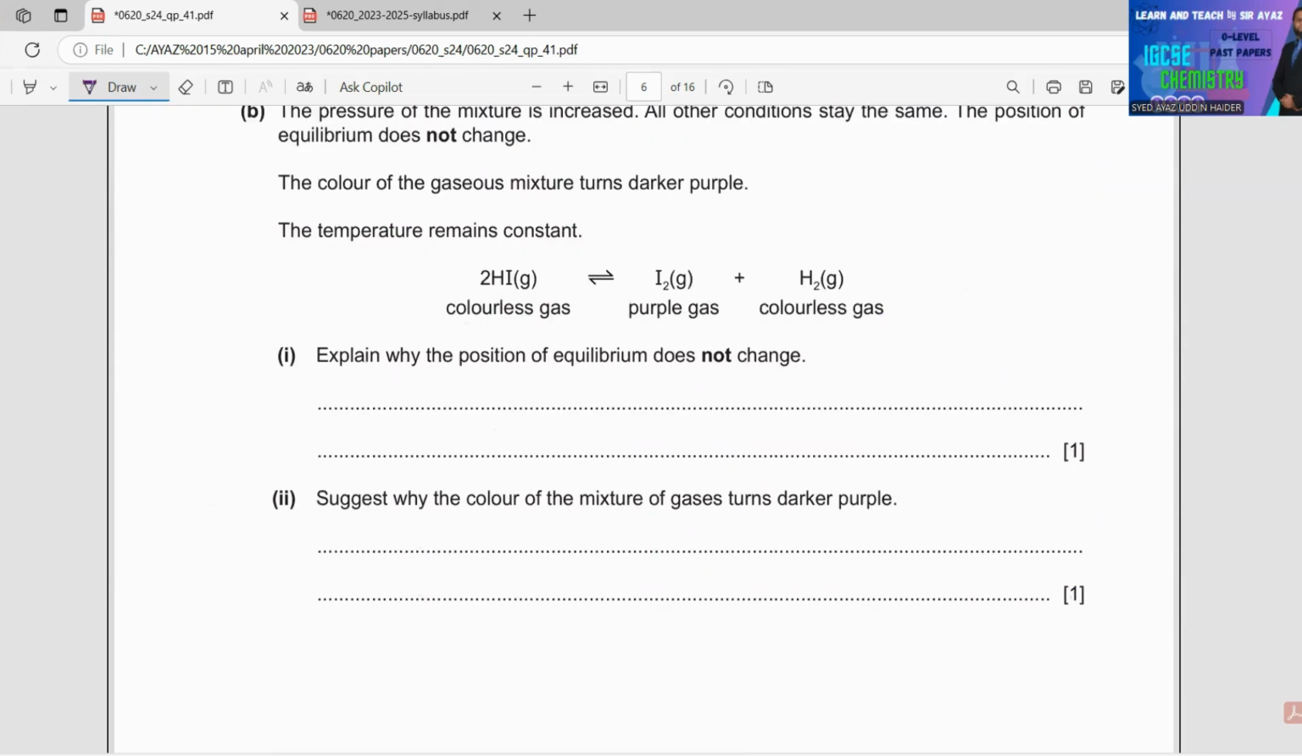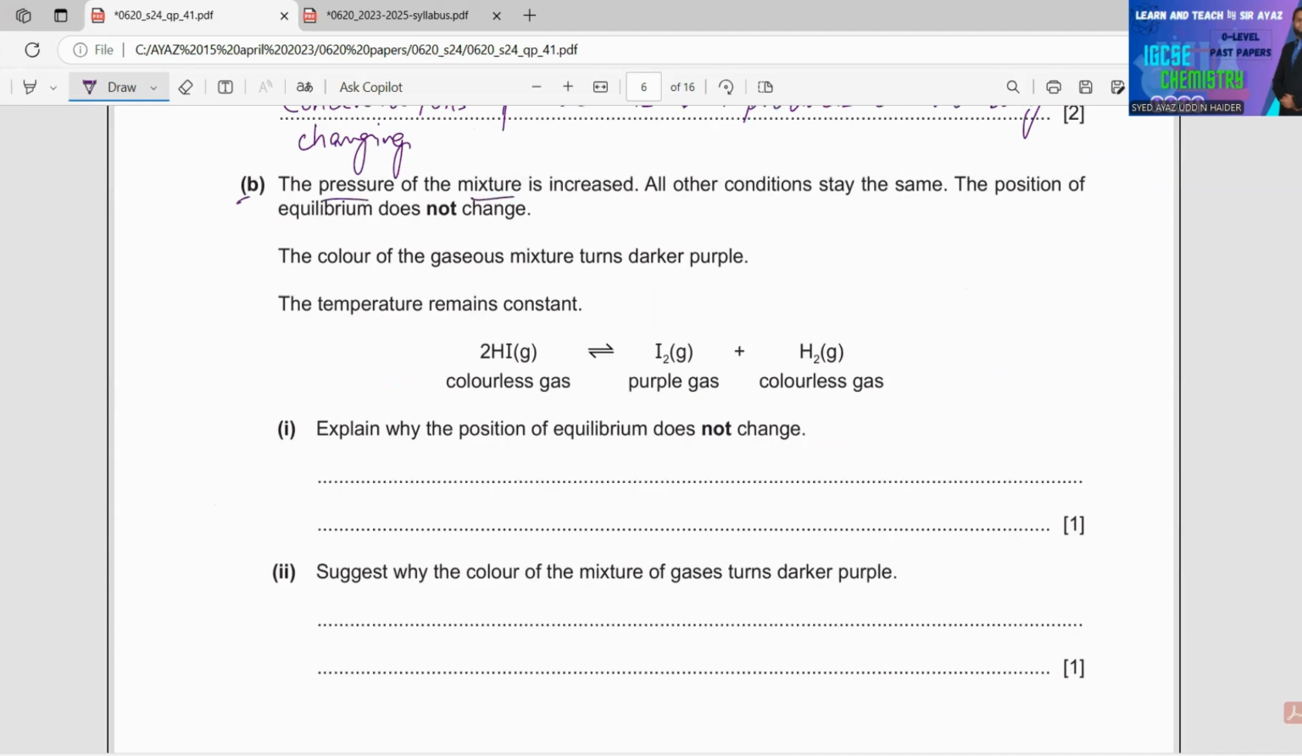Next part, part B, the pressure of the mixture is increased. All other conditions stay the same. The position of equilibrium does not change. The color of the gaseous mixture turns darker purple. Temperature remains constant. So if you are increasing the pressure, what will happen? The equilibrium will shift to the side with fewer moles, but here you have the same number of moles or molecules or volume of gases on both sides.